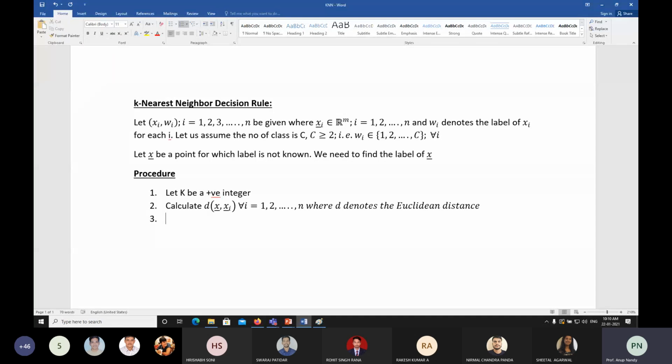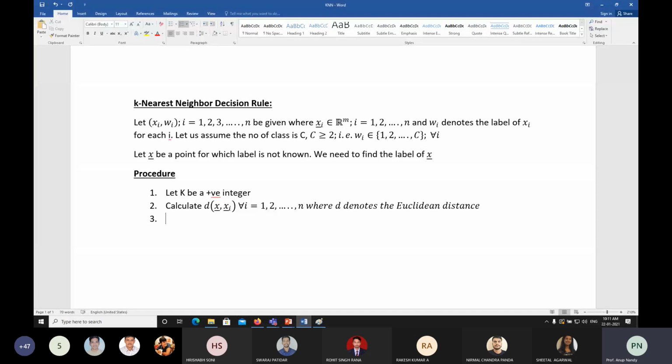You have this n number of observations, where d denotes the Euclidean distance. Suppose you have 12 sample points, or 12 data points, and suppose you have 3 classes, so 4 data points are in class 1, 5 data points are in class 2, and 3 data points are in class 3. Then how many distances are you going to have? 12. You have a total of 12 distances.